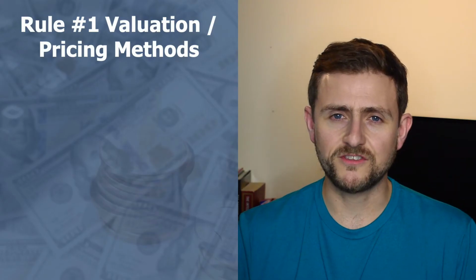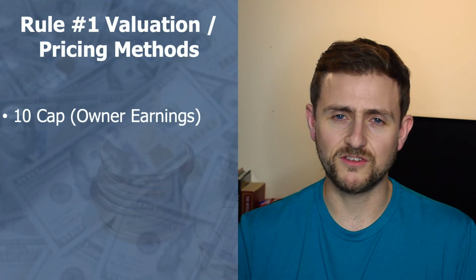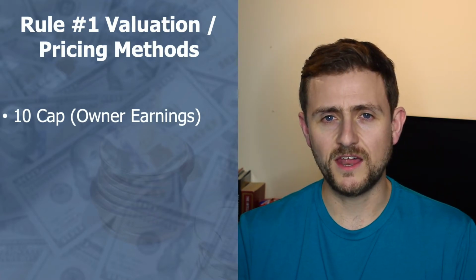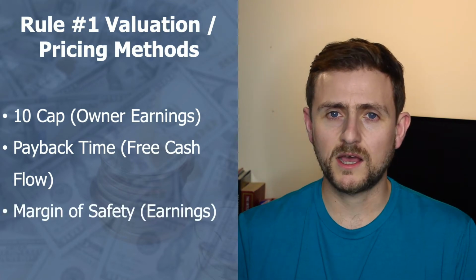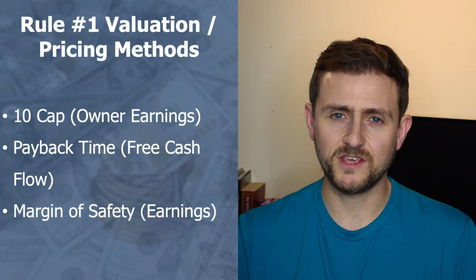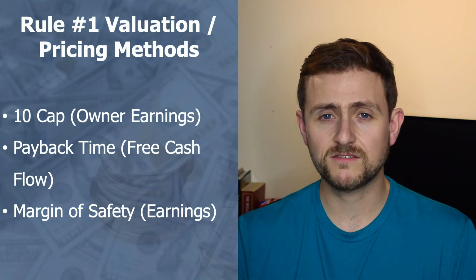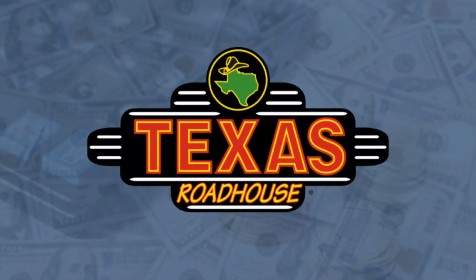Phil uses 3 different valuation methods for establishing the intrinsic value, or the sticker price as he calls it, and they're all based on different metrics. First there is the 10 cap price, which is based on the owner earnings. Then we have the payback time, which is based around the free cash flow. Finally there's the margin of safety, which is based around the earnings, and that's the one I'm going to cover in today's video. Throughout the video, I'm going to use the example of Texas Roadhouse.